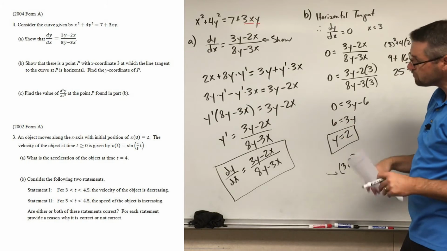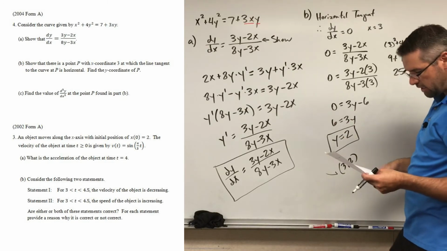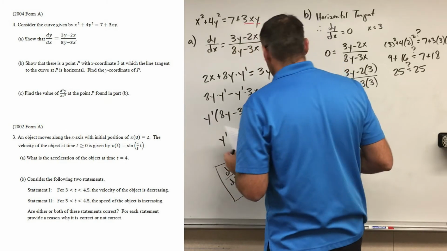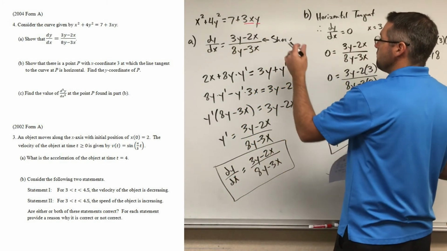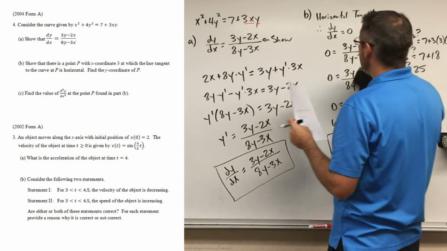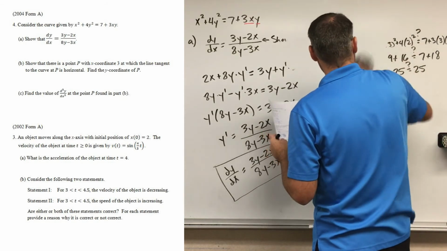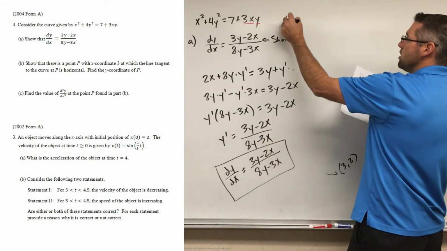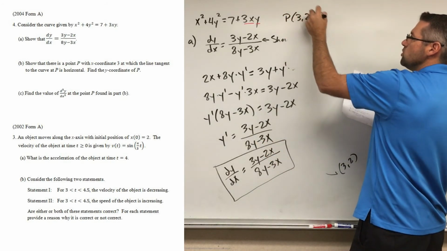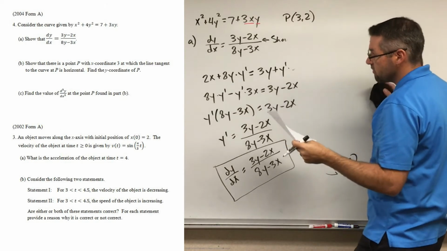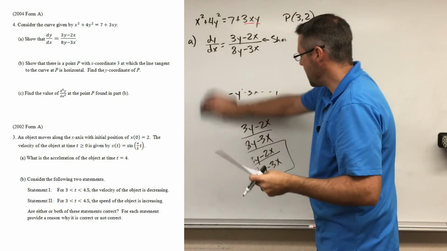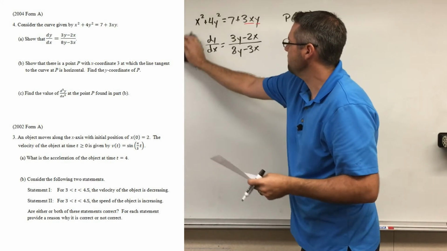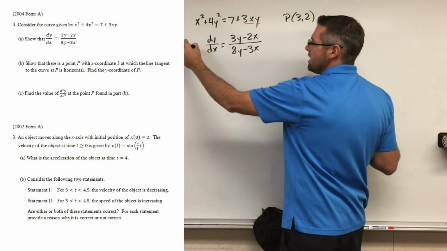So that's part B. Part C is saying find the second derivative at the point found in part B. So I'm going to go ahead and write this down. I'm running out of room, so I'm going to erase some of this stuff. The point that we got for part B was 3, 2. So we know that P is 3, 2. And we are looking for the second derivative at that point. So here is the first derivative, and we need to find the second derivative.